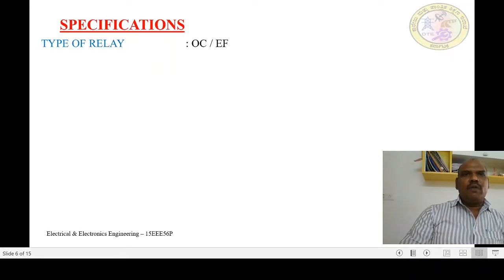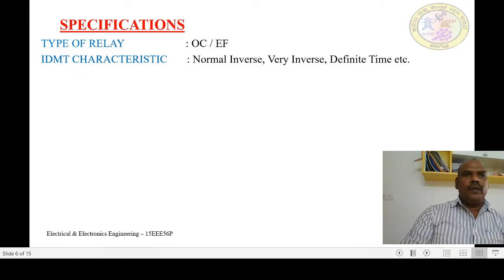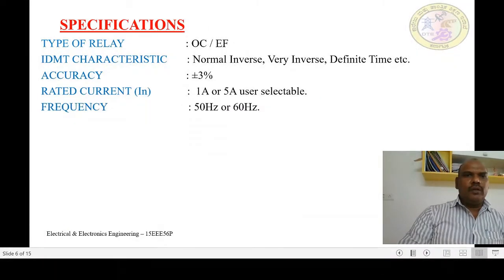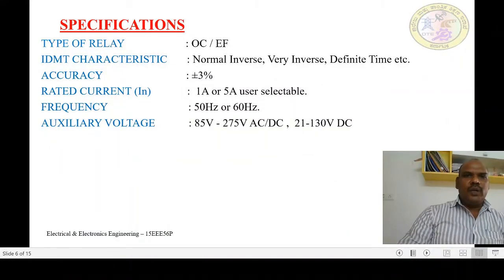The type of relay, whether it's an overcurrent relay or earth fault relay. IDMT characteristics, whether it is a normal inverse relay, a very inverse relay, a definite time relay, these things have to be mentioned. Accuracy, plus or minus 3%. Rated current, 1 amp or 5 amp relay, it is user selectable. Frequency, 50 Hz or 60 Hz. Auxiliary voltage, it is given as 85 volts to 275 volts AC or DC, or it can be 21 to 130 volts DC.